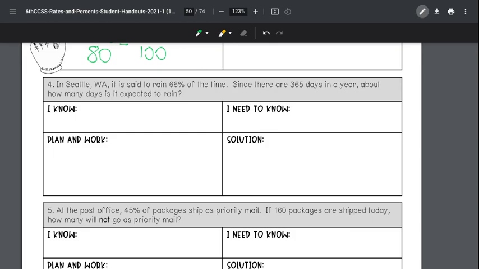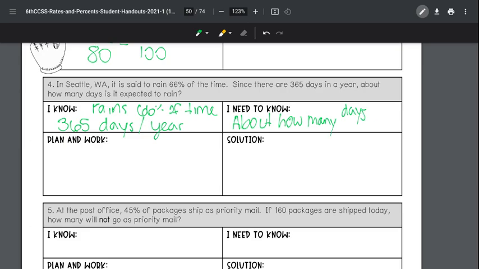In Seattle, Washington, it is said to rain 66% of the time. So, rains. Since there are 365 days in a year, about how many days is it expected to rain? You need to know about how many days will it rain?